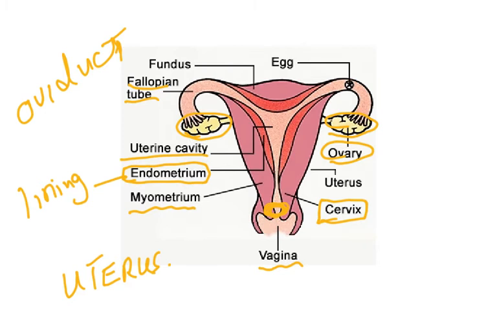So these are the different parts, and you must be able to label them, and you must be able to identify them on maybe side views or front views like the one I've just shown you.